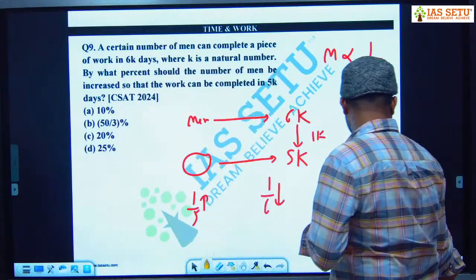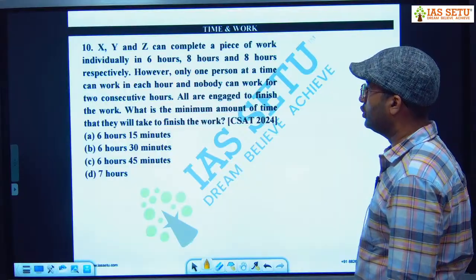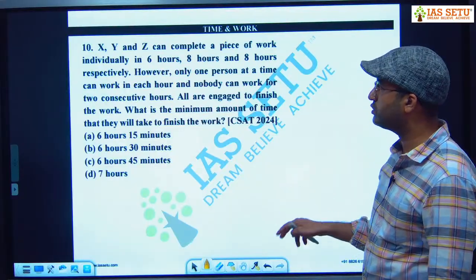Now next is question number 10. This is a 2024 question.